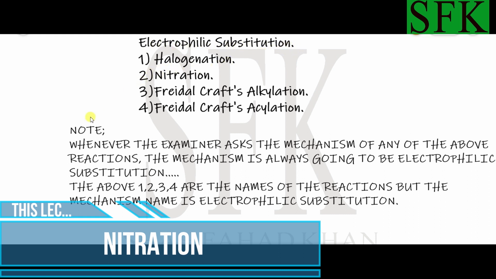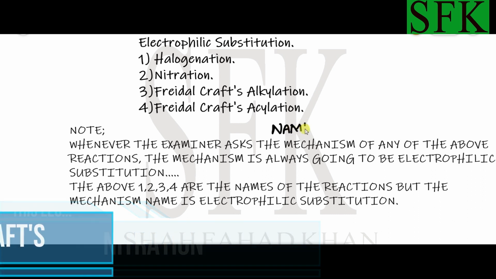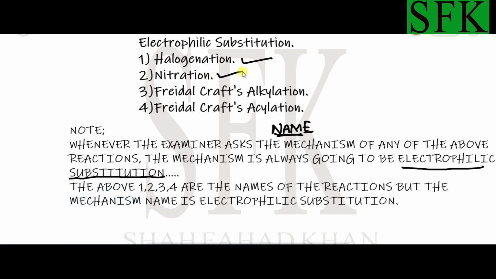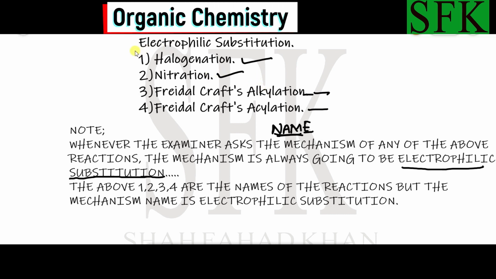Okay, guys, one important note over here. Whenever the examiner asks the name of the mechanism of any of these reactions, either halogenation, nitration, Friedel-Crafts alkylation, or Friedel-Crafts acylation in the past papers, the name of the mechanism is always going to be electrophilic substitution. You are not going to write halogenation or nitration as the name of the mechanism, but rather you are always going to write electrophilic substitution.